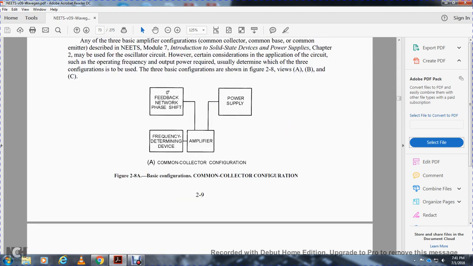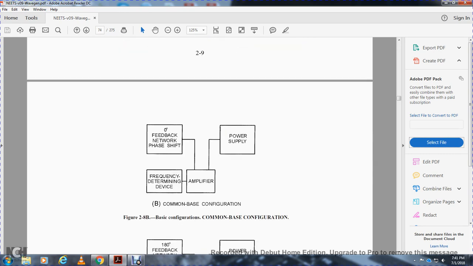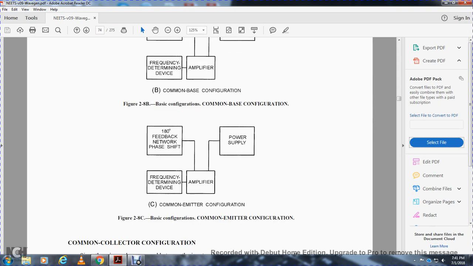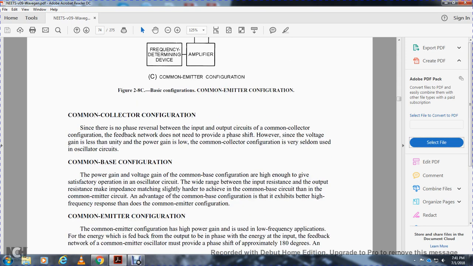Figure 2A shows the basic configurations. Common collector configuration: the feedback network provides 0 degrees phase shift to the amplifier, and then the amplifier has a frequency determining device and goes to the power supply. Common base configuration: the feedback network provides 0 degrees phase shift to the amplifier, then the frequency determining device and the power supply. Common emitter configuration: 180 degrees feedback and phase shift to the amplifier, then the frequency determining device and power supply.